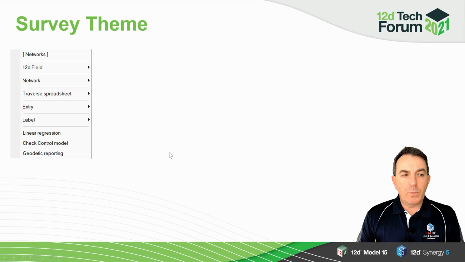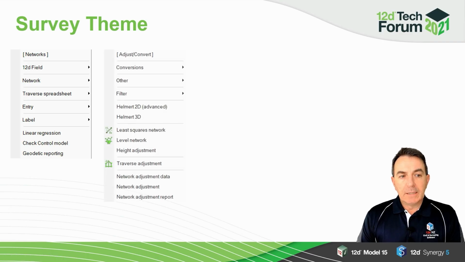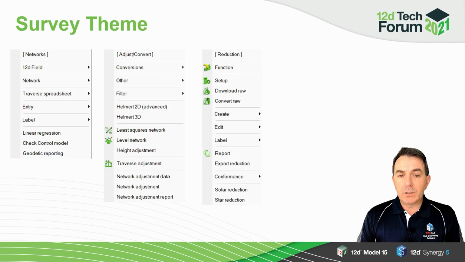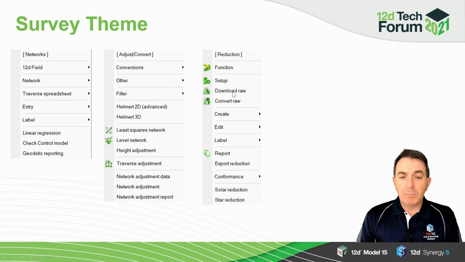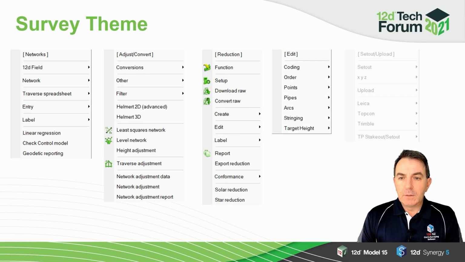You start off with the networks, so you've got your Travis spreadsheets and your network entry. You've got your adjustment operations, survey adjustment operations within 12D, your reduction operations, and you'll see things have been moved around or jiggled around to make them a little bit more efficient. Then you have your reduction editing features, and you set out an upload, and finally you'd have the reporting there as well.